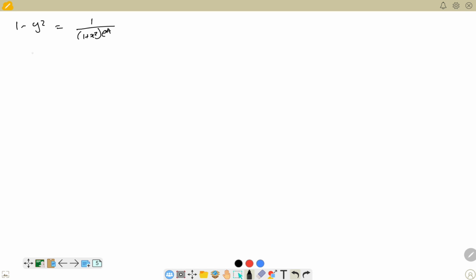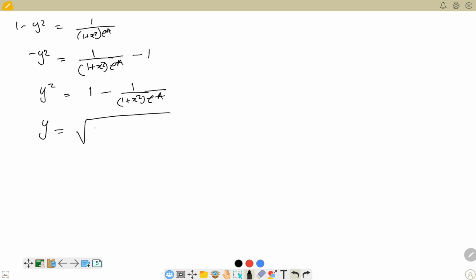We can say negative y squared is equal to 1 plus x squared, e to the power a, minus 1. So if we make y squared positive, it's going to be 1 minus 1 plus x squared, e to the power a. So we can solve for y now. It's like that.